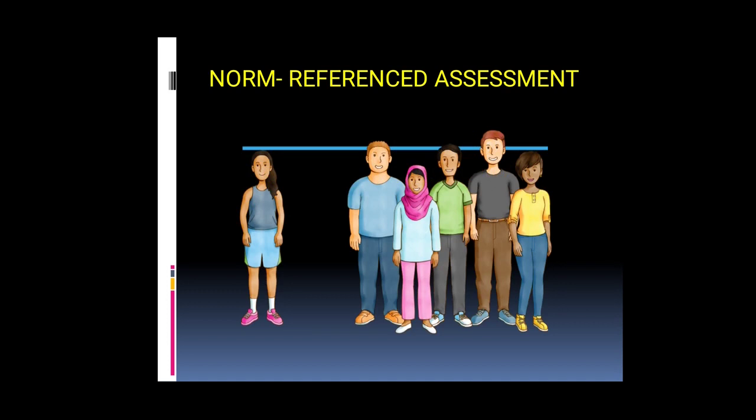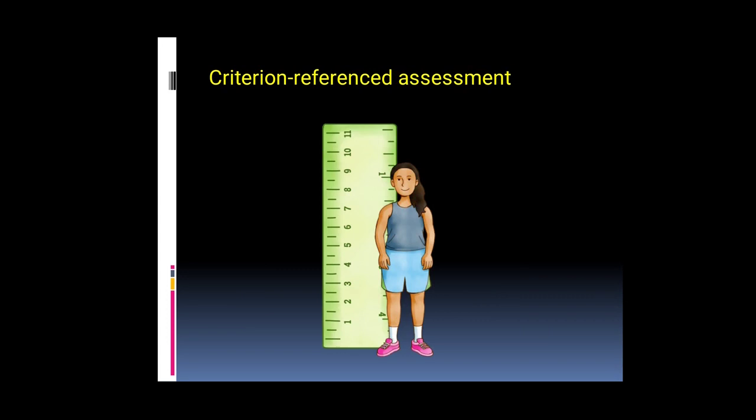Norm reference assessment. In this type of assessment, a student's performance will be compared with the performance of other students. And criterion reference assessment. In criterion reference assessment, the student's performance will be compared with a predetermined criteria.